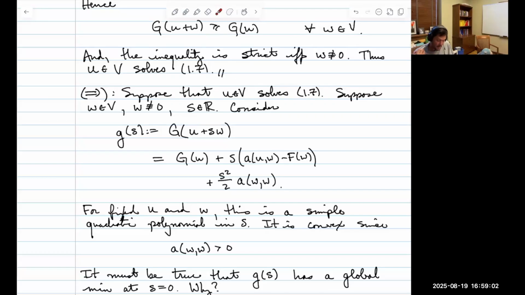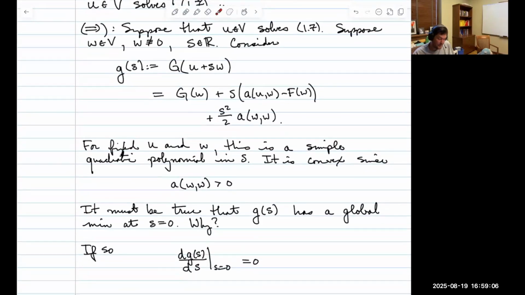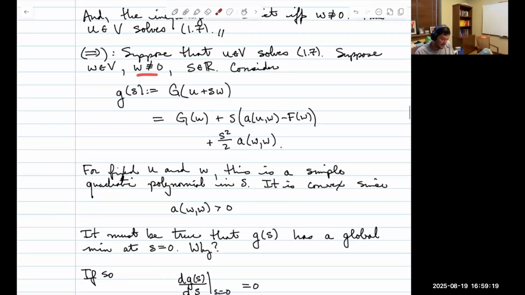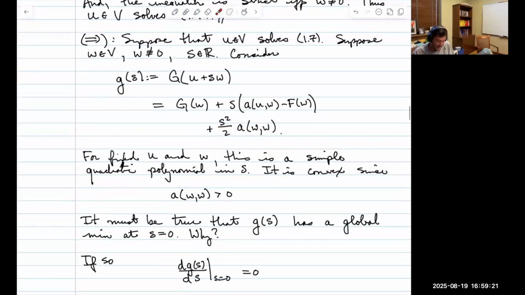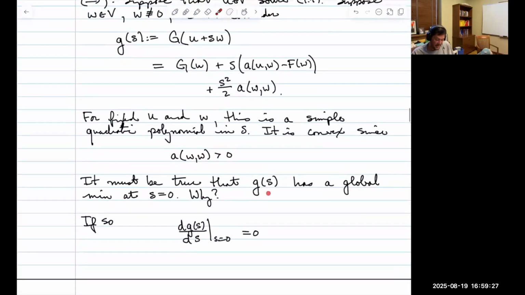Well, what can we say about this function further? Well, it's a quadratic polynomial, we said that, in S. It's convex since this coefficient here is strictly greater than 0, and that was because we're assuming W is not equal to 0. S can be anything at this point, we don't care. So it must be true that G of S has a global unique minimum at S equals 0. Why at S equals 0?